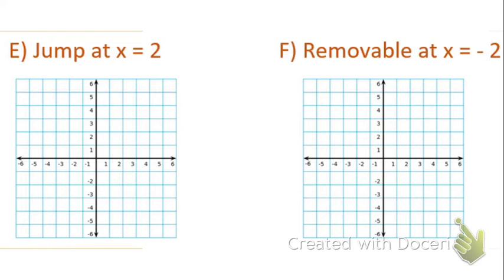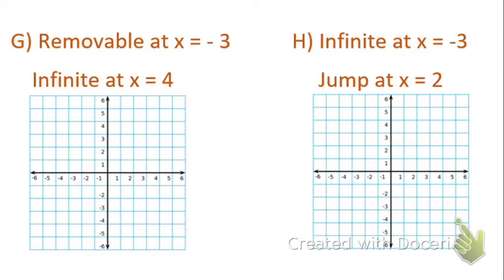Okay, let's go ahead and draw. I know I'm jumping down. Let's do G and H, where you have two different ones. So we'll make a removable and an infinite on one graph. So we'll have two different discontinuities.